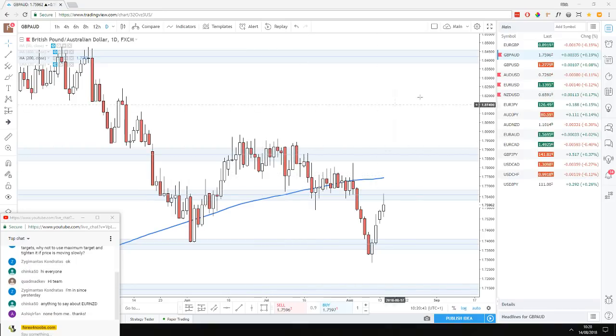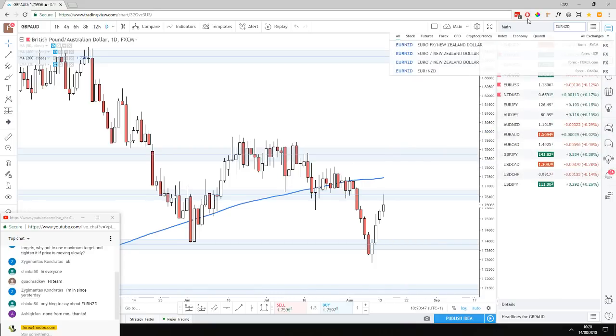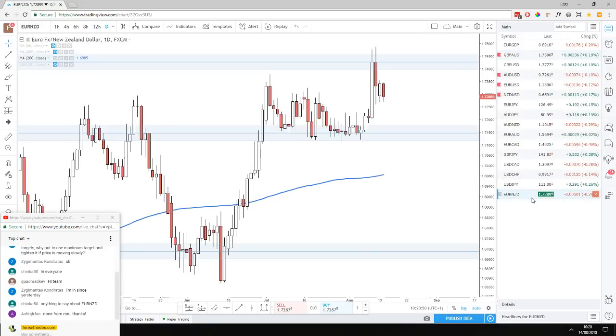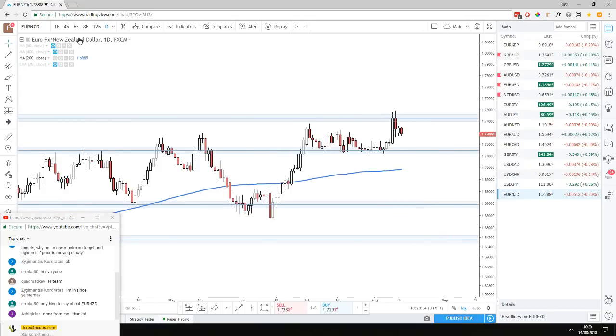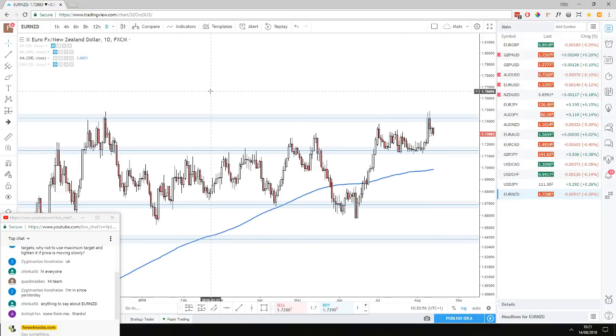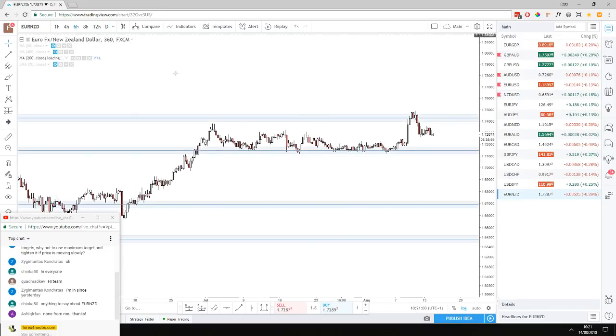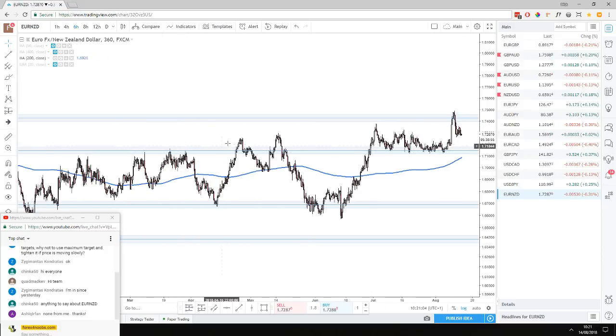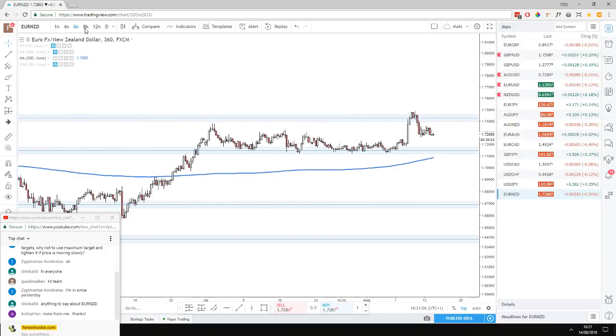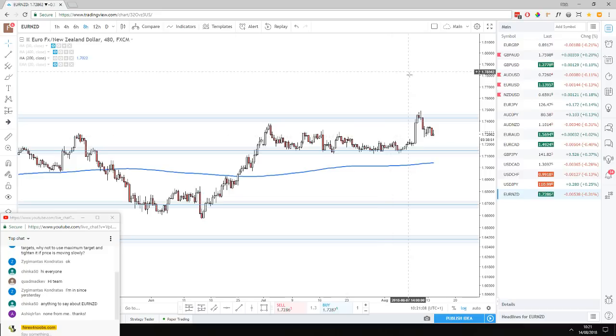Anything on Euro New Zealand? Oh, man, that is such a weird pair. I hate these New Zealand crosses. No, nothing really, man. It's hit this resistance area. It's pushing away from it. If you wanted to be in short, you should have been in short already. I don't see much potential for a short right now on this pair. Or a long. I don't see anything.